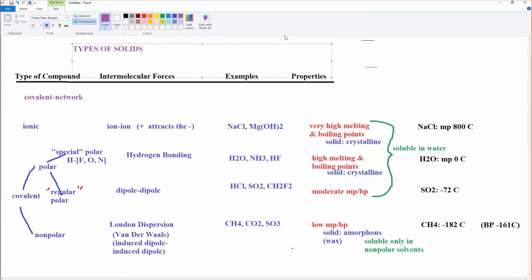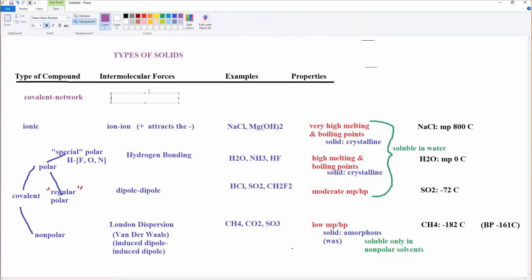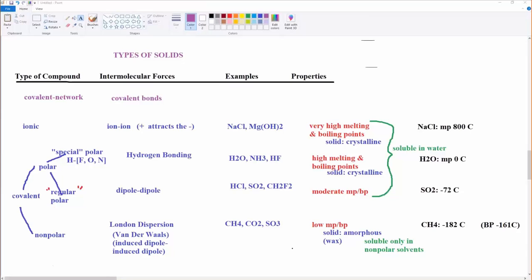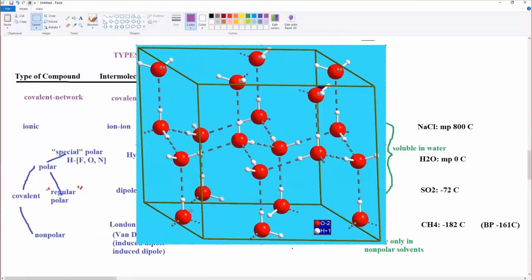So this is types of solids. A covalent network solid is held together by covalent bonds. This is different from covalent molecules, where the individual molecules are held together by intermolecular forces. Instead, here we've got individual atoms and just covalent bonds in all directions.